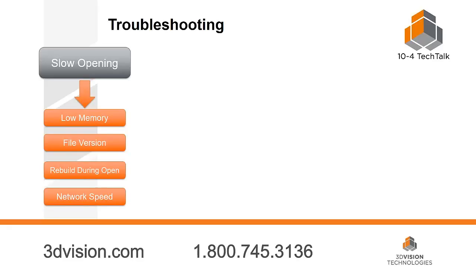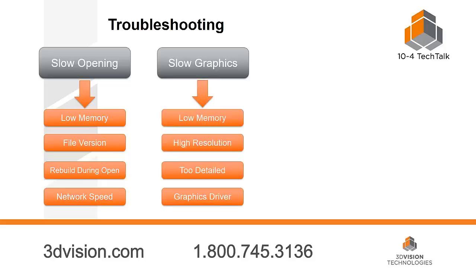So some troubleshooting topics. The first thing is if you're seeing slow opening, what can you do? You could have low memory, so maybe upgrade your RAM. You could have a bunch of files that are of an older version, so you want to get those upgraded. You could be rebuilding during open when you don't have to, so that's an option. Or it could be related to your network speed. If you're opening something over a network, it could be taking a while to transfer to your computer.